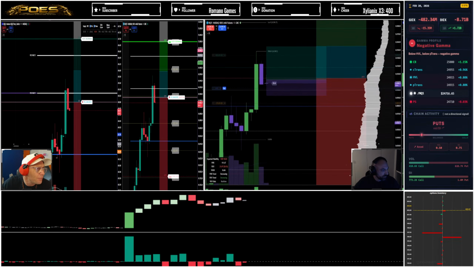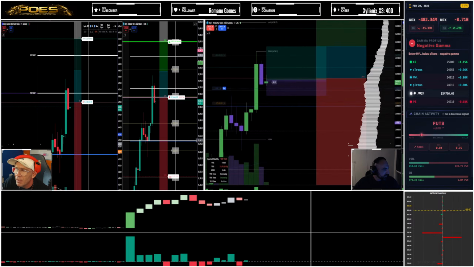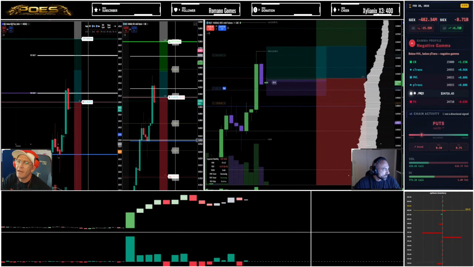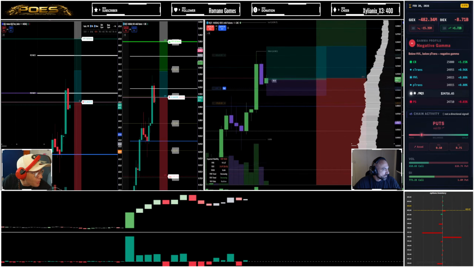Next potential entry for me would be a pullback to the daily push. So if I can see a pullback to the daily push, 603, I'm going to be lucky if I get it. 24,850. Let's have a look at the GEX stream quickly.